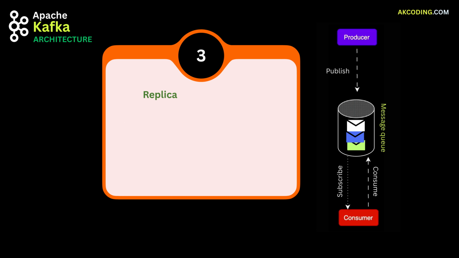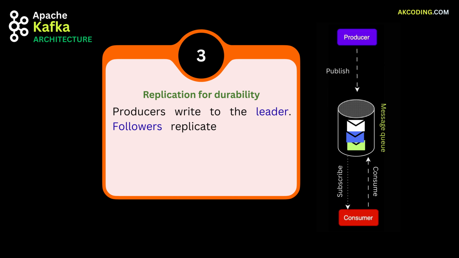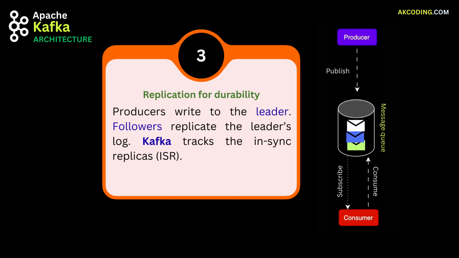Number 3: Replication for durability. The producer writes to the leader. Followers replicate the leader's log. Kafka tracks the in-sync replicas. The common durability setting is acks=all, which means a write is acknowledged only after the required replicas have persisted it.